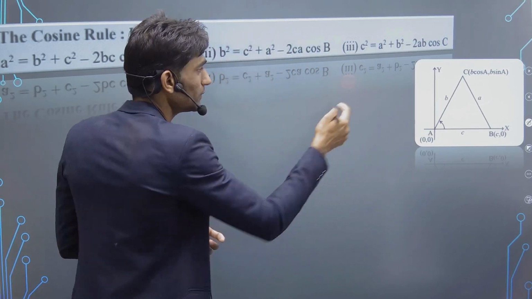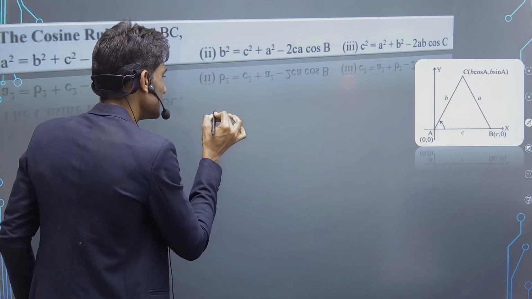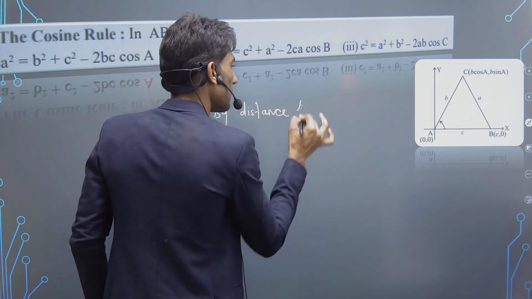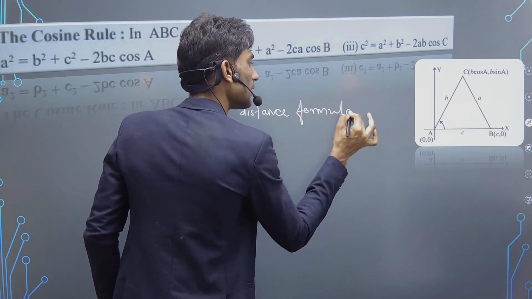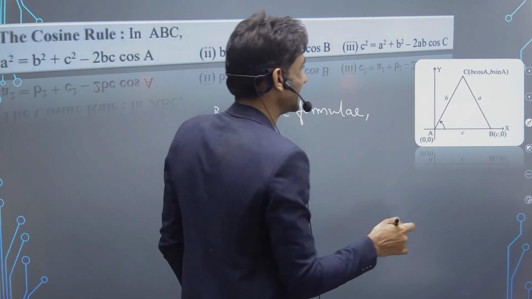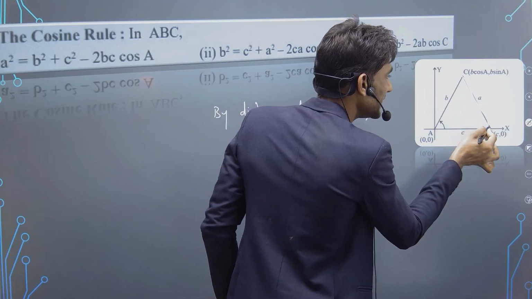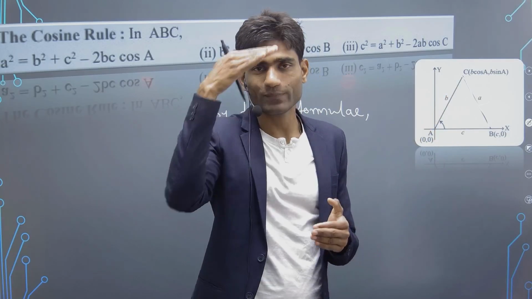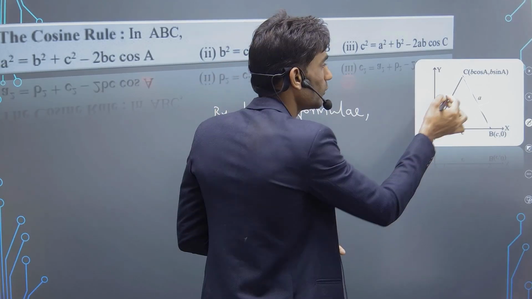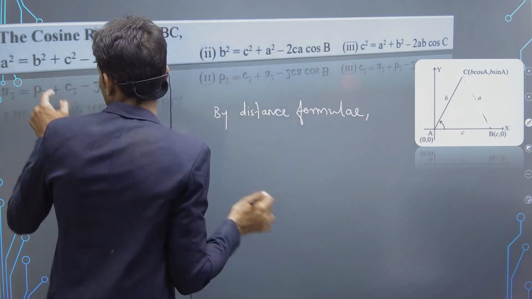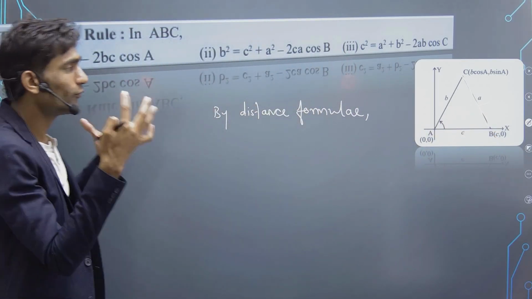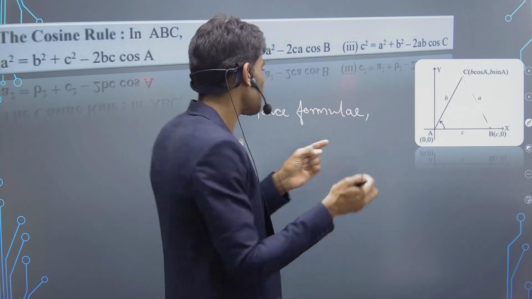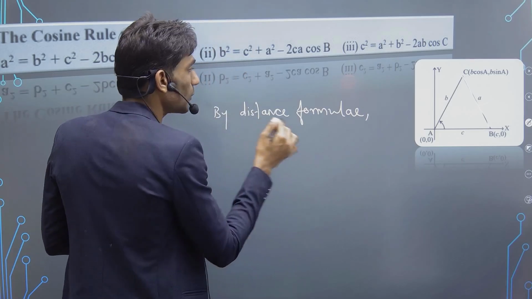So what is the distance formula here for a? By the distance formula, the distance between C and B can give us the value for a. What is the length of that side, which is small a? So we want the value for small a, because we have to prove the cosine rule for a square. So for the proof of a square, we have to find out a first, and then go for a square. So how can we write the distance formula between 2 points?